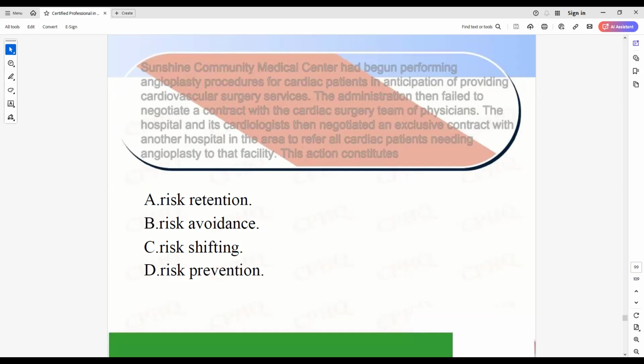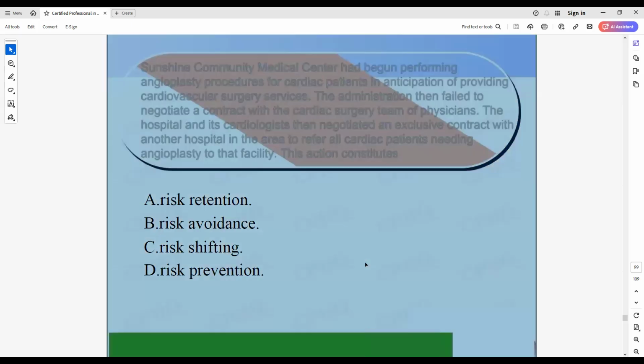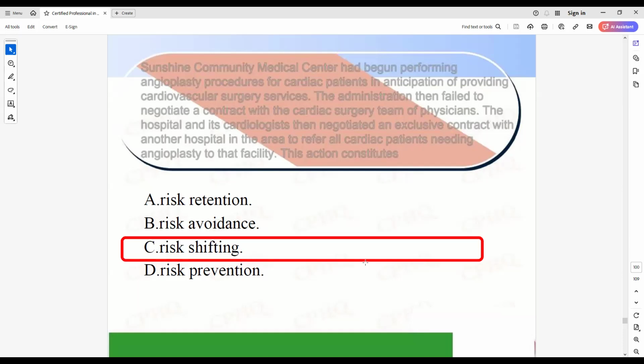C, risk shifting. So the answer is C. Doing angioplasty in the facility was risky. Risk avoidance is not doing anything at all. Risk shifting is that you took it from yourself to somebody else and let them handle the consequences. Risk retention means you accept the risk, and risk prevention means you don't even do anything. Prevention and avoidance are basically the same point.